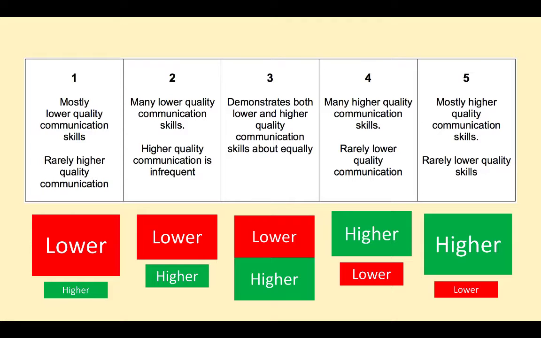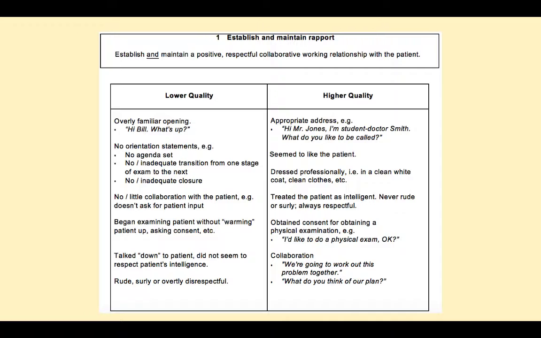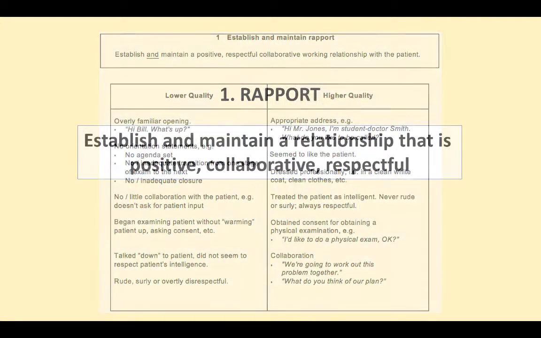So the way I've illustrated it here shows just a proportion that you would consider of lower or higher quality communication skills as you're going to rate on PARS, with a 3, about a 50-50 split between lower and higher quality skills. The guide that we've given you gives the dimension definition at the top and some examples of lower quality and higher quality performance. So I'm going to review these briefly to give you an idea of what we're looking for.